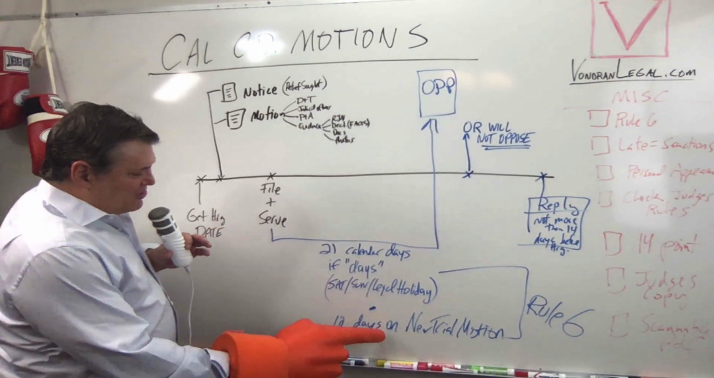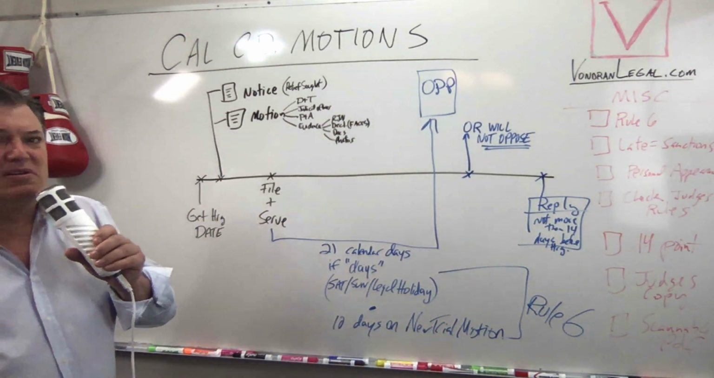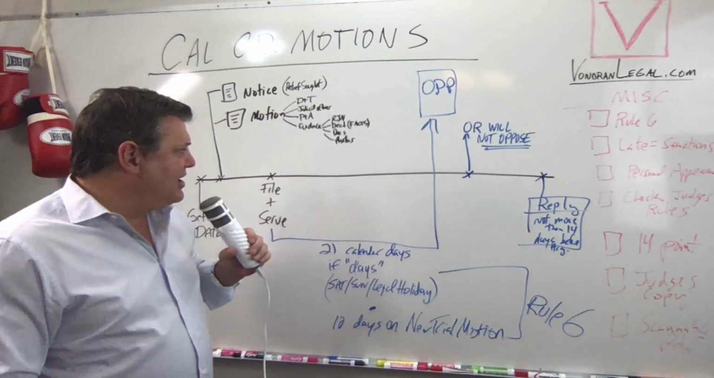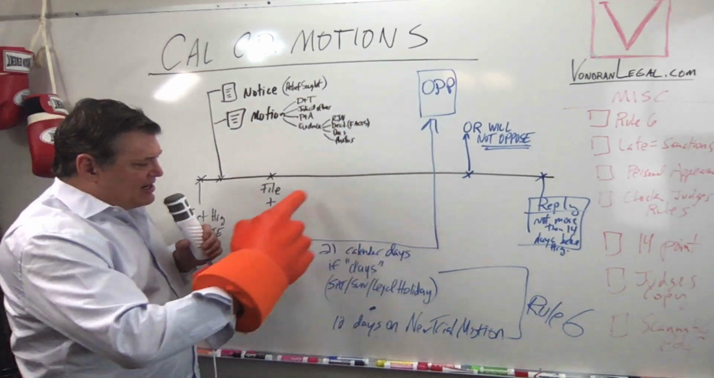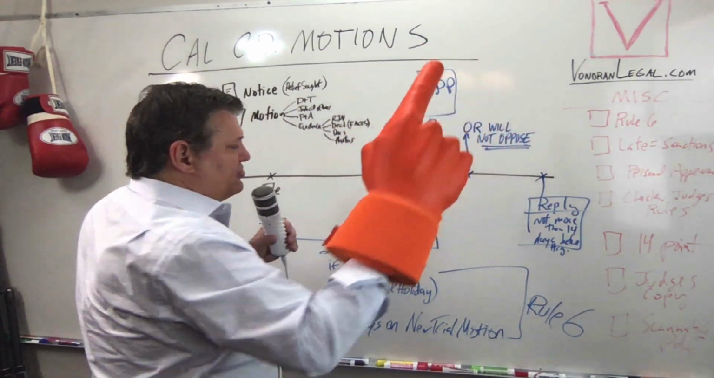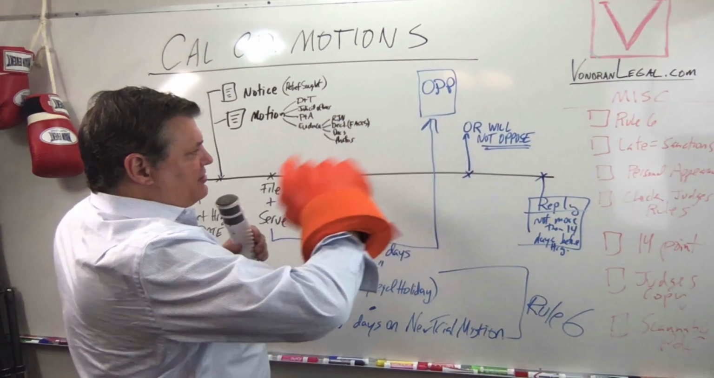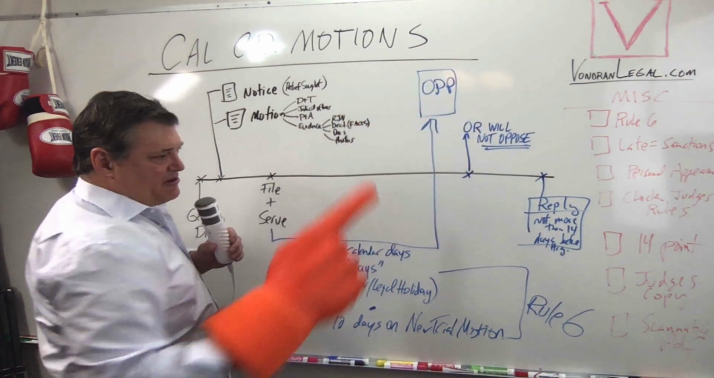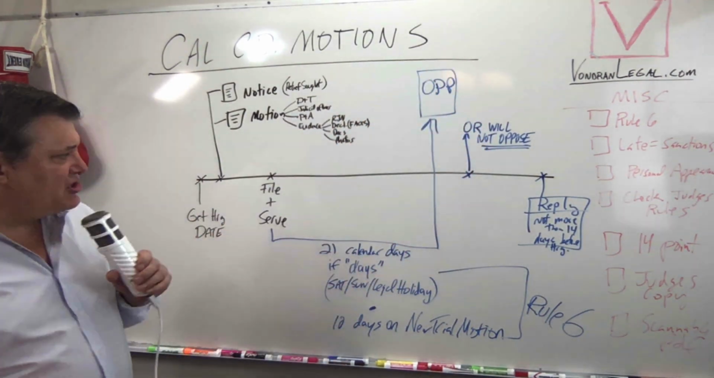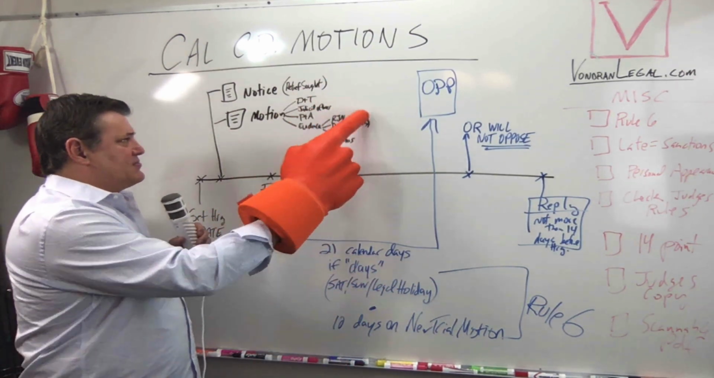If it's a motion for a new trial, then you need to respond in 10 days. A little more urgency there for a new trial, okay? So this is your general time frame. So you book that out. If the hearing's out here in June or July, then you know you've got 21 calendar days before the hearing to get your opposition in. Your opposition can, of course, include these things as well, okay?